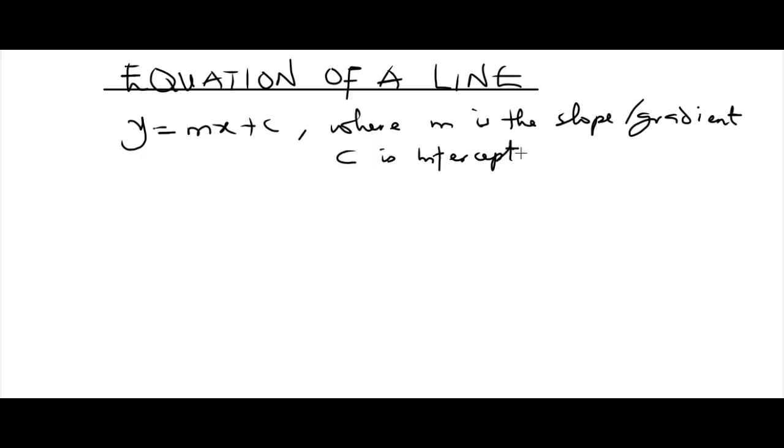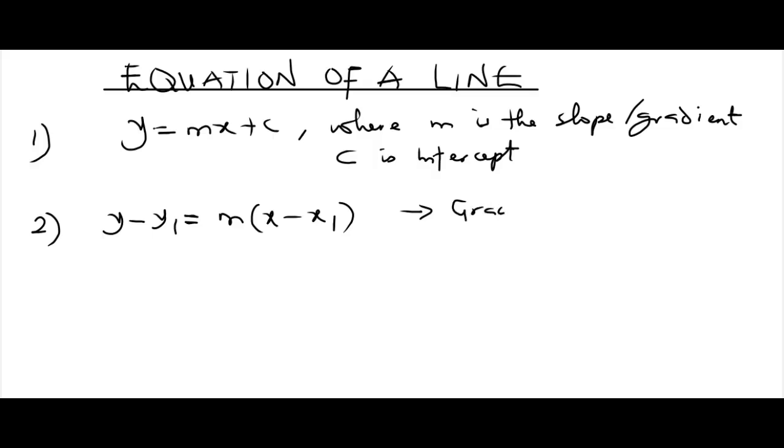But there are times that we will be required to find the equation of a line and we don't know our c. Okay, so they will give us a gradient and one point. In that case, what do you use? You use y minus y1 equals m into x minus x1. You use this when there is what? Gradient and one point form.